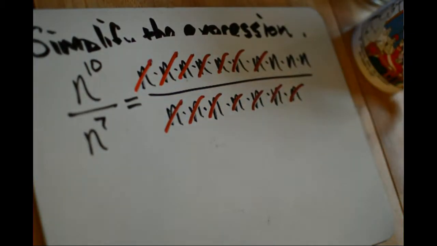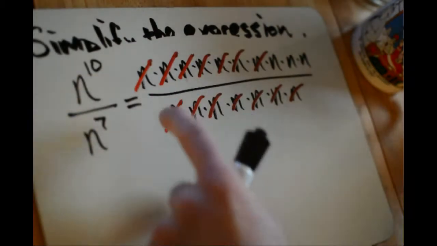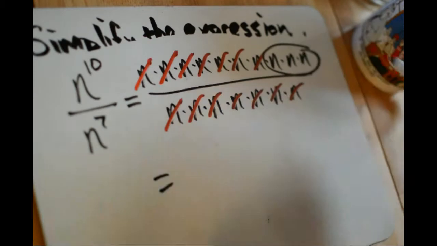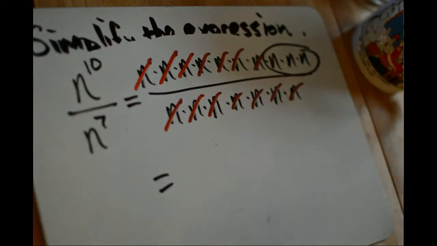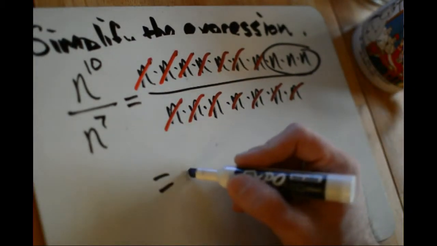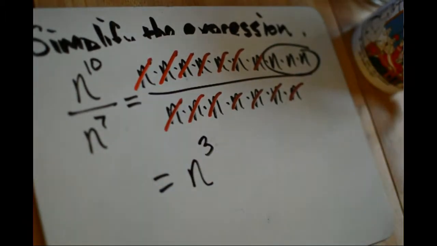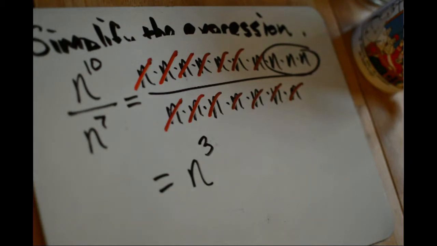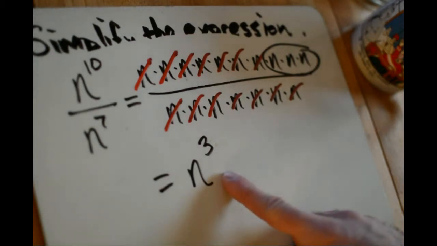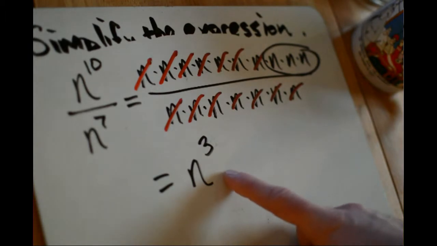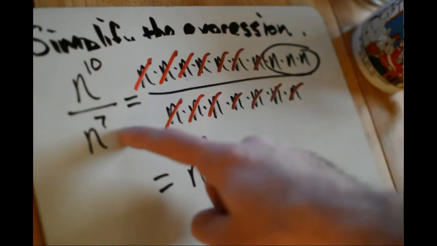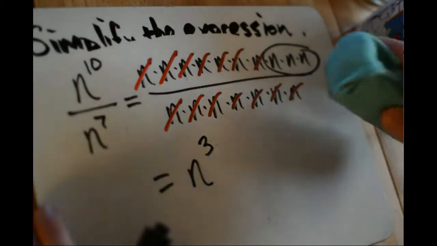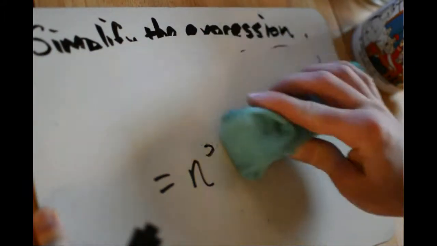So if we divide out 7 of the n's on top with 7 of the n's on the bottom, what we're left with are these 3 n's all together. Well, let's condense those back down, and n times itself 3 times is just n to the 3rd. So what we started out with was n to the 10th divided by n to the 7th, and what we ended up with was n to the 3rd. What you might be able to see here is that all we really are doing with these two exponents is just subtracting them.